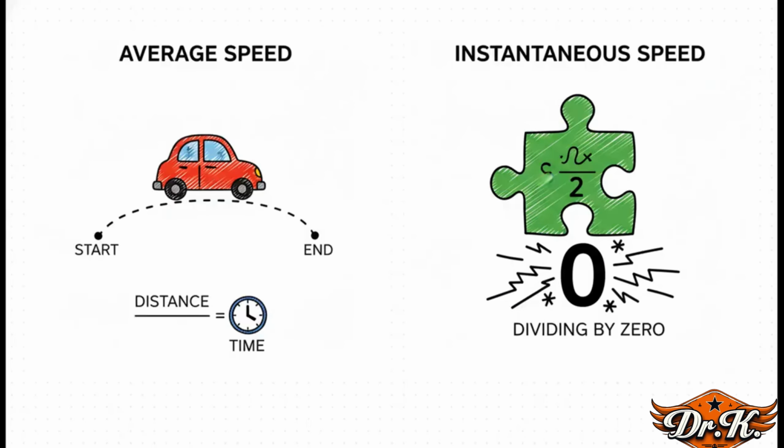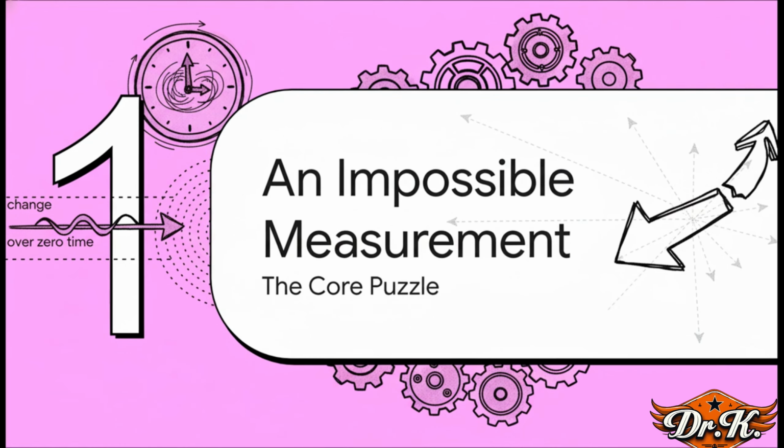And this is where we hit a wall. Average speed, that's easy. It's just the total distance you traveled divided by the total time it took. Simple. But for instantaneous speed, the time interval is, well, it's zero. And as you probably remember from math class, dividing by zero, you just can't do it. It's a mathematical no-go. And fun fact, this exact puzzle is what pushed people to invent calculus in the first place. Yeah, at first glance, trying to measure something over zero time feels, well, impossible.